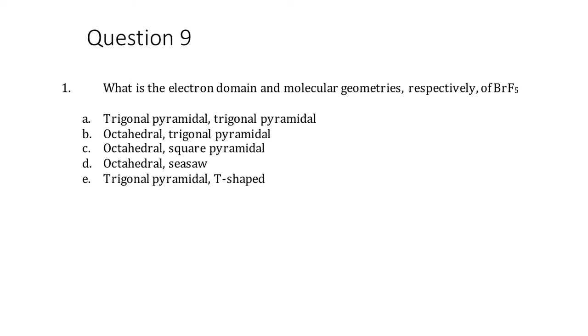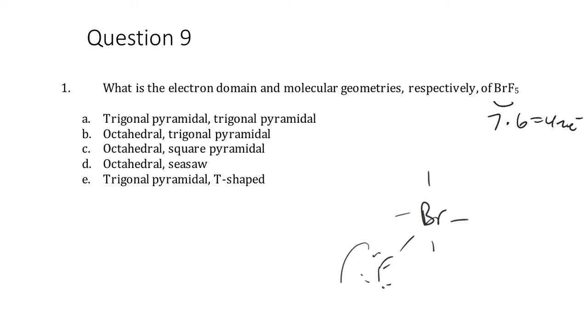What are the electron domain and molecular geometry names of BrF5? So this is 7 times 6, that's 42 electrons. So bromine to 5 fluorines, that's 8 each. So that's 40 electrons there, 2 electrons left over onto the central atom.